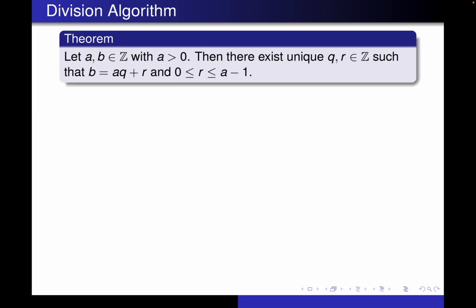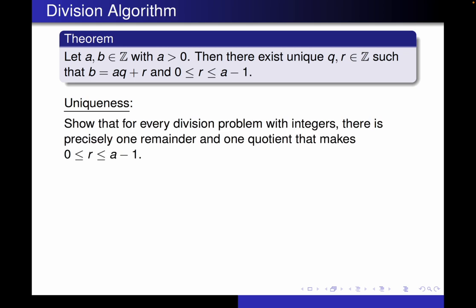All right, so to remind you what the theorem says, let a and b be integers with a positive, then there exist unique q and r such that b is equal to aq plus r. In other words, q is a quotient and r is a remainder, and r is between 0 and a minus 1. So the uniqueness part of it is to show that for every division problem with integers, there is precisely one remainder and precisely one quotient that makes the remainder between 0 and a minus 1.